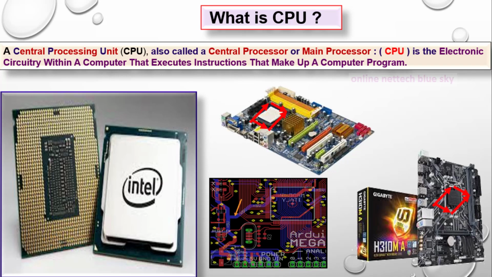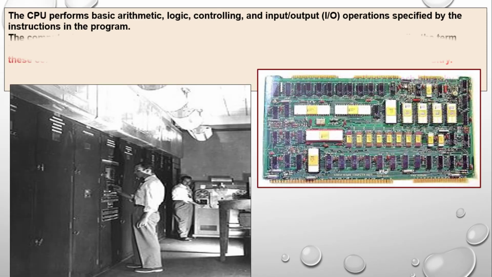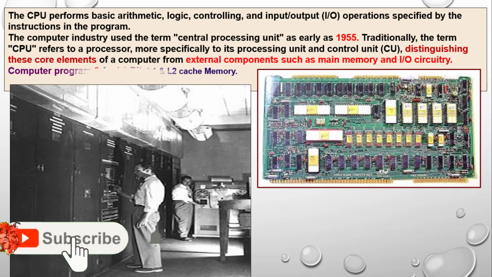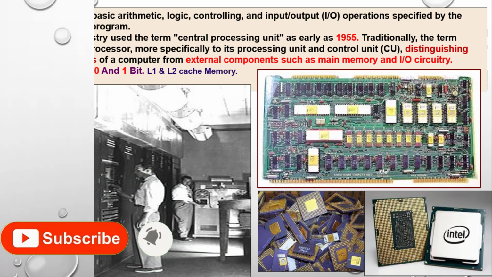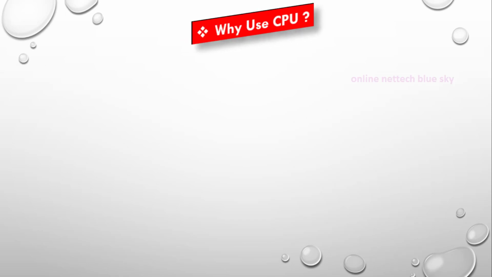So what is a CPU? I have already told you about the two new generation CPU system technologies. So you can see why we use the CPU. This is the second part of the CPU-related information. So let's start and understand why we use a CPU in a computer system.